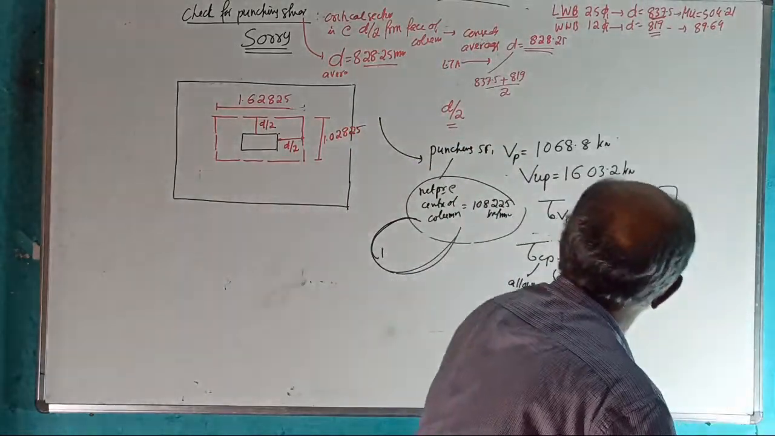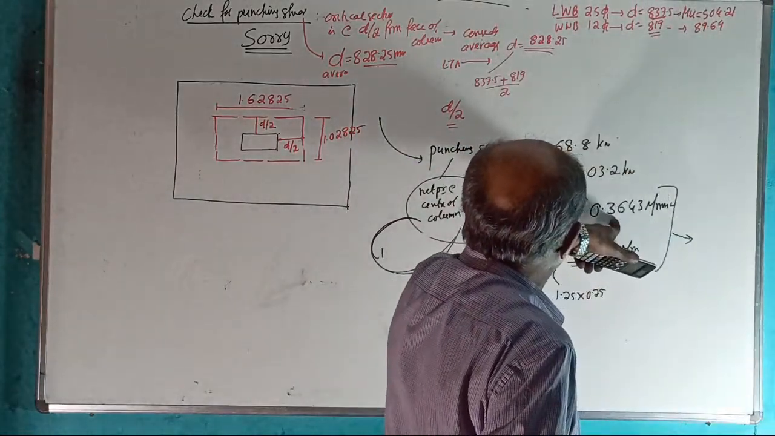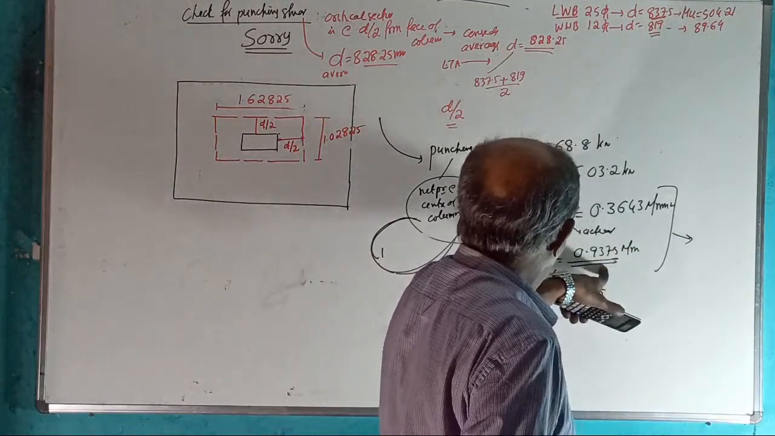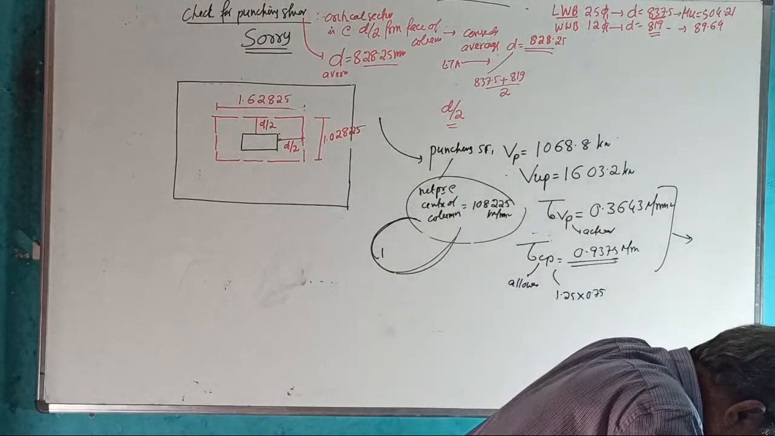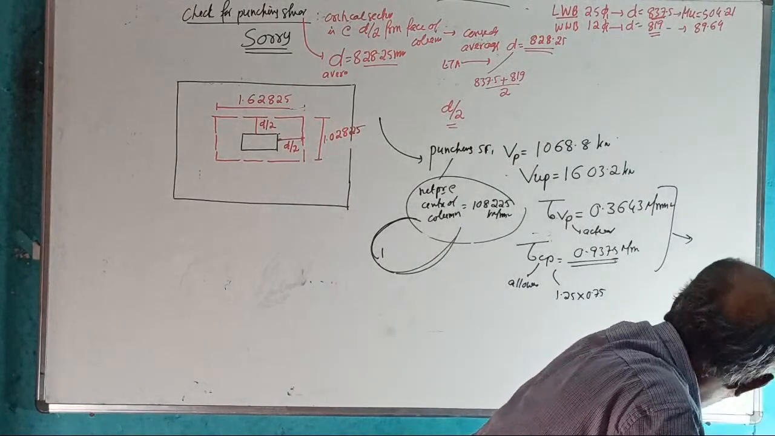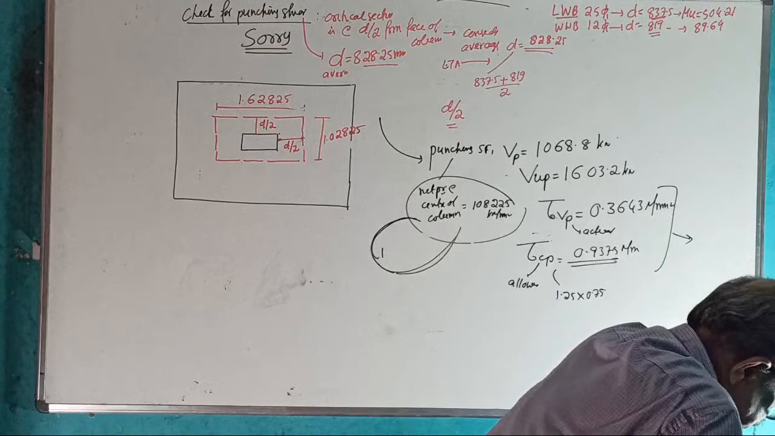First, punching shear stress is 0.3643. Punching allowed stress is 0.9375. Tell me, safe or not safe?